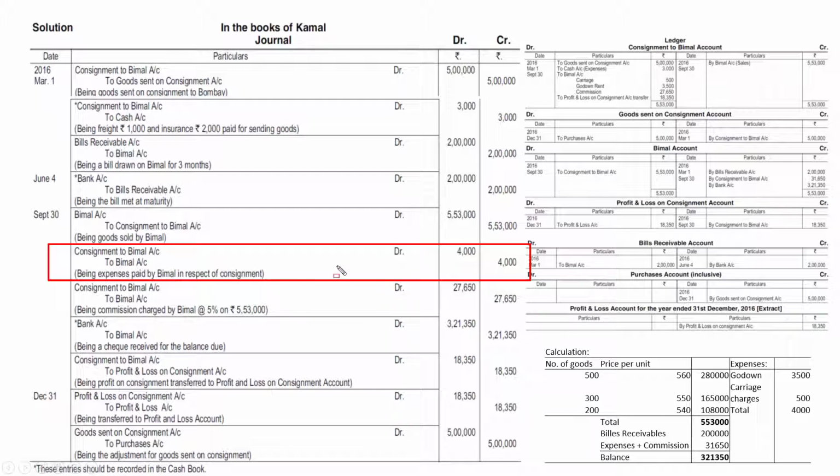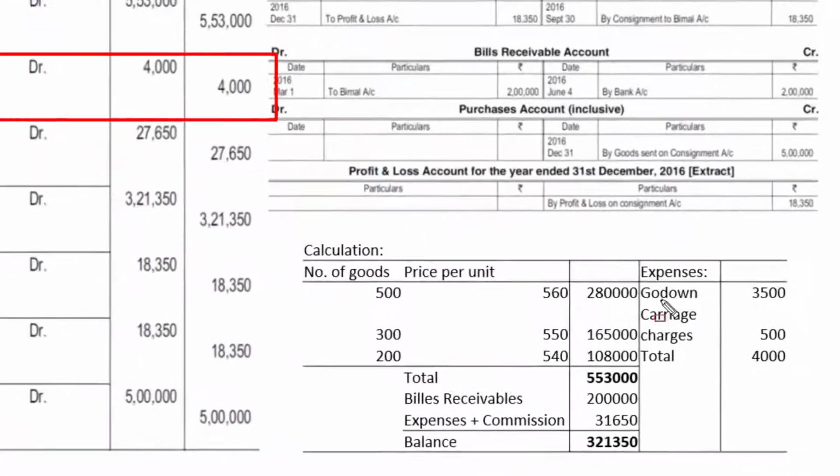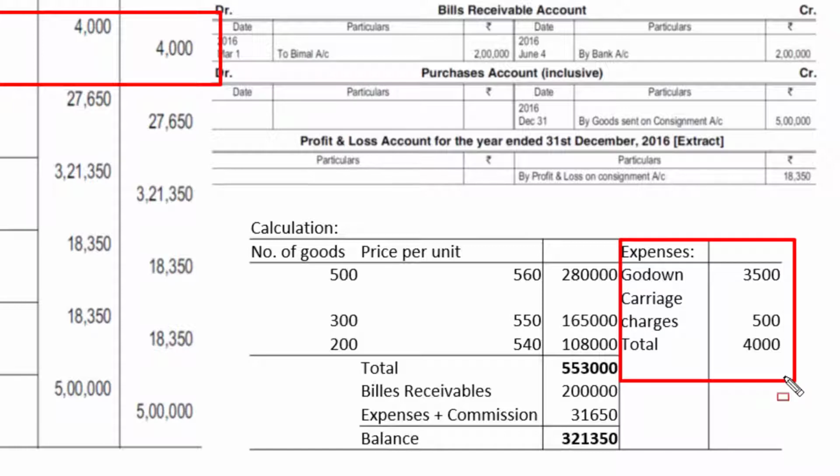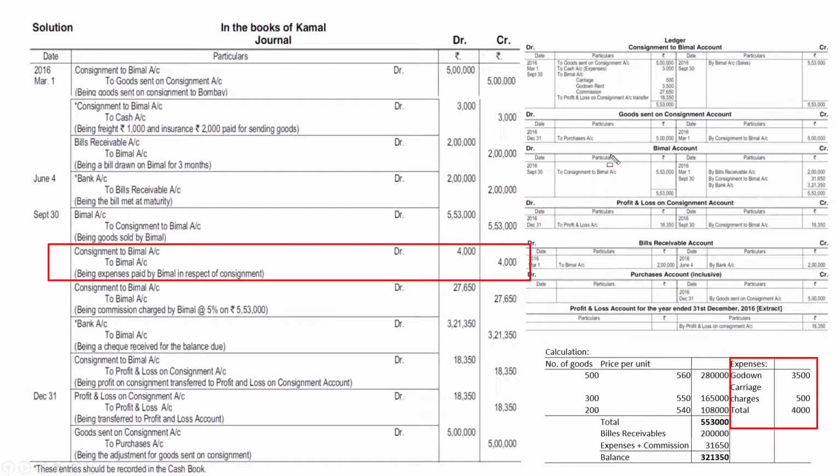So this transaction, these expenses for carriage and godown rent, the record will be like that: consignment to Bimol account will be debited and the Bimol account will be credited. How can we get the amount, that is 4,000? Here are the expenses: godown rent is 3,500 and carriage charges is 500. Total is 4,000 rupees. And this will also be posted to the two accounts, that means consignment to Bimol account and to Bimol account.